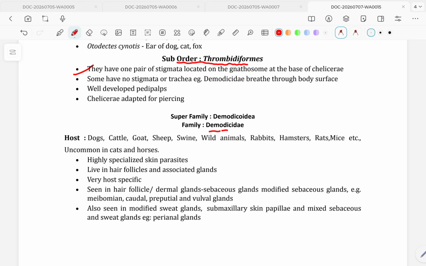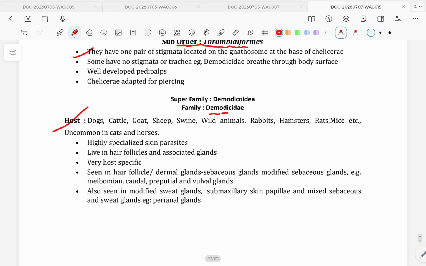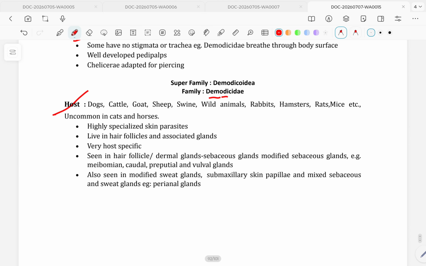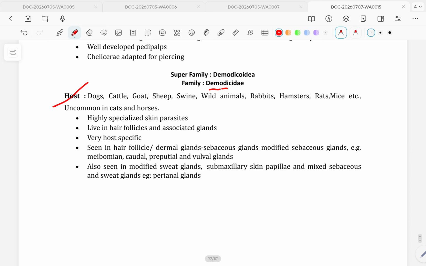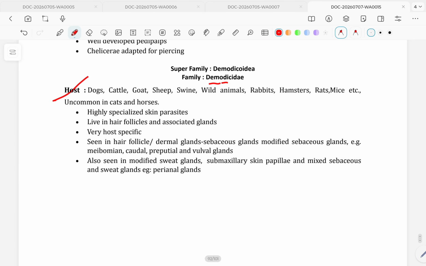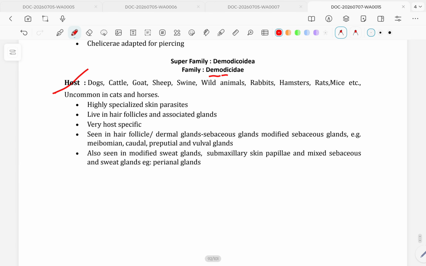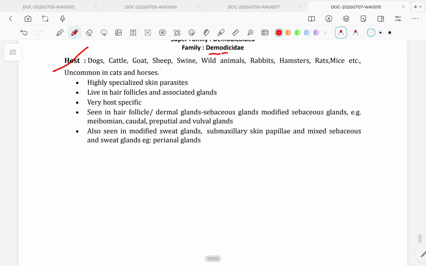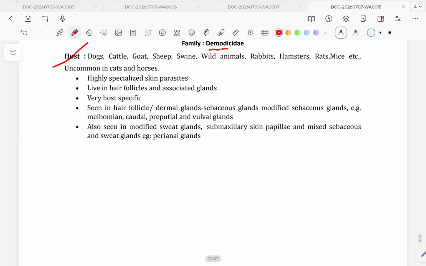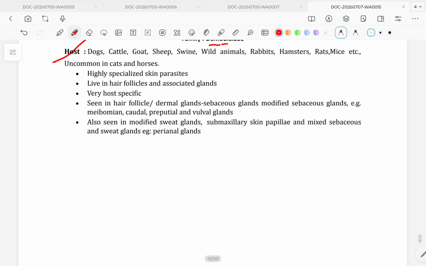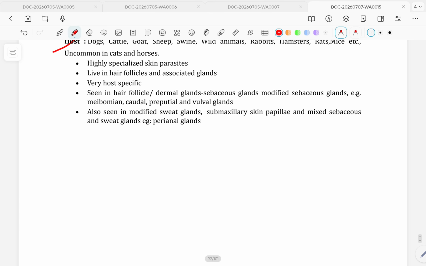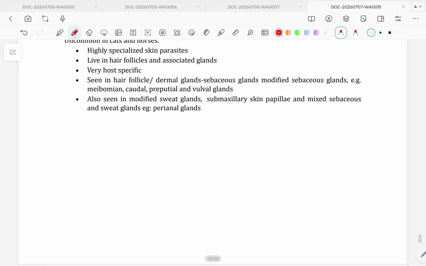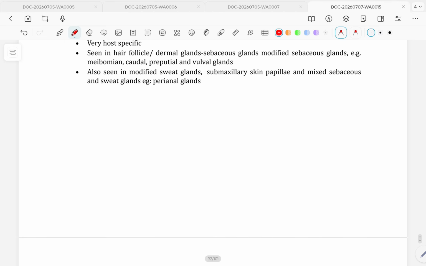Family Demodicidae. Hosts: dog, cattle, goat, sheep, swine, wild animals, rabbit, hamster, rat, mice, etc. Uncommon in cat and horse. A highly specialized skin parasite, living in hair follicles and associated glands. Very host specific. Seen in hair follicles or dermal glands: sebaceous glands, modified sebaceous glands, for example meibomian, caudal, preputial, and vulval glands. Also seen in modified sweat glands, some maxillary skin papillae, and mixed sebaceous and sweat glands, for example the perianal gland.